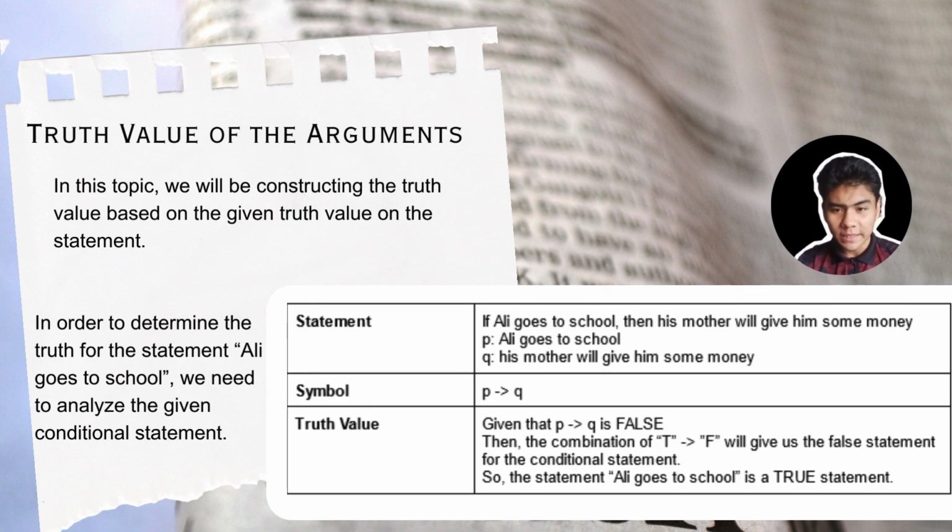In order to determine the truth value for the statement Ali goes to school, we need to analyze the given conditional statement. The statement given is: if Ali goes to school, then his mother will give him some money. We will assign P for Ali goes to school and Q for his mother will give him some money. The symbol given is P implies Q. The truth value, given that P implies Q is false, then the combination of true implies false will give us the false statement for the conditional statement. So, the statement Ali goes to school is a true statement.